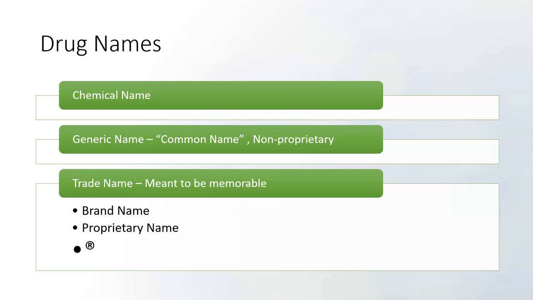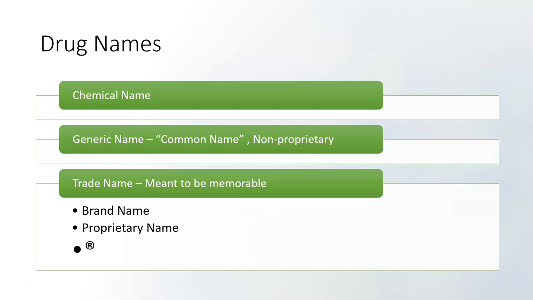Somebody owns that name. They have a copyright. They have that little symbol, that R, trademarked, copyright. Somebody owns it. Now, coming back to the generic name, healthcare professionals are going to use the generic names. Every single drug will have a generic name. Not every drug has a trade name. Some of the older drugs that are on the market are no longer produced by a trade name. They're only available as a generic.